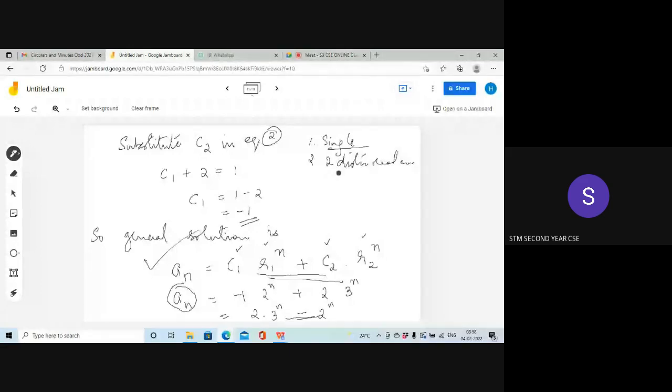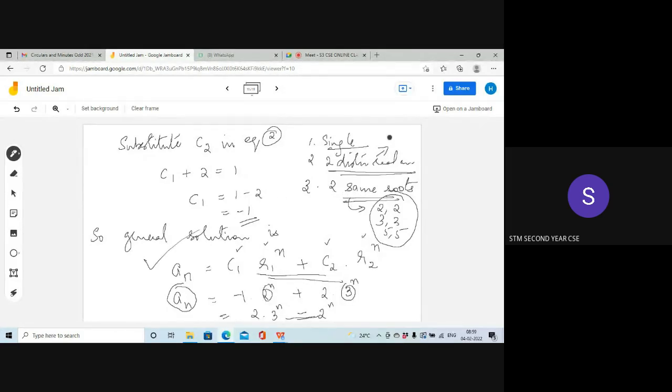Third case is we have two roots, two same roots. Again, we are going to apply another formula. If we get two roots which are both the same, like 2, 2 or 3, 3 or 5, 5, then we are going to use another formula. Here in two distinct roots, we had 2 and 3 as two distinct roots. In our second case, we had two different roots.